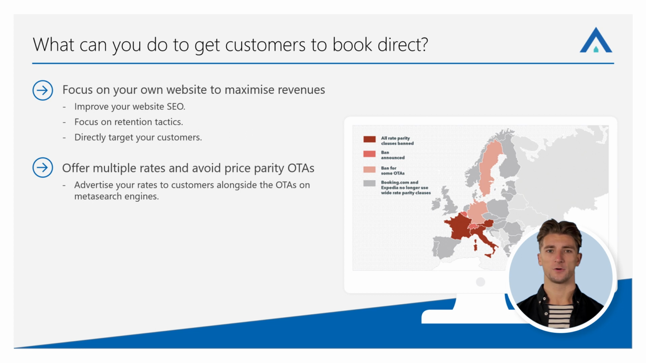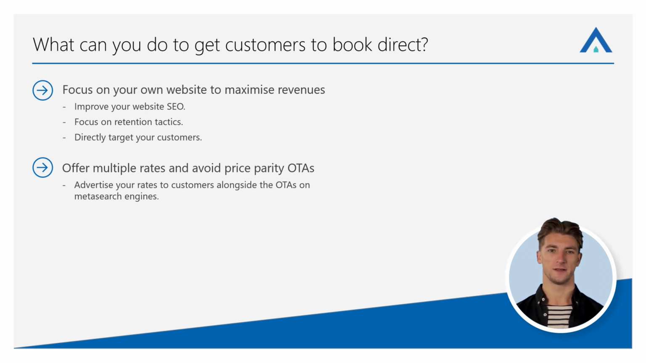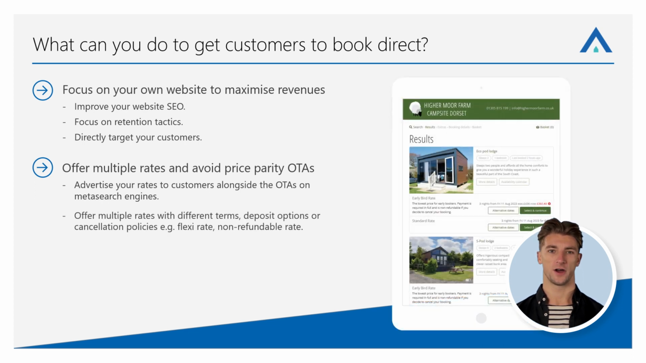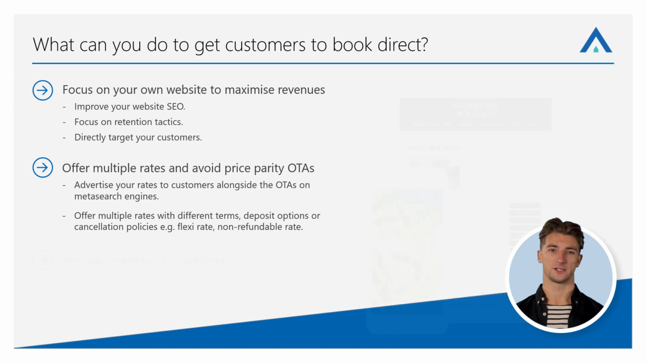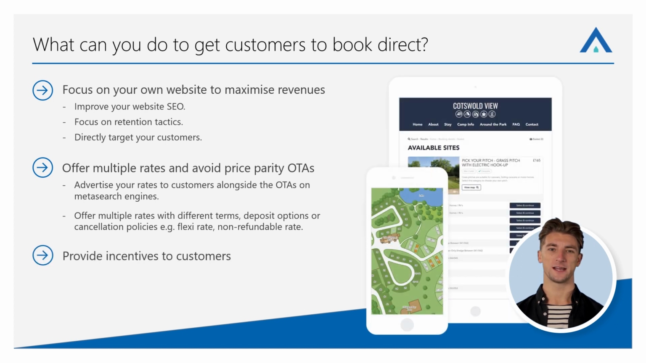While rate parity clauses generally restrict your ability to offer and promote lower rates on your own website, many have found alternative methods to incentivize direct bookings. For example, you could offer multiple rates with different terms, deposit options or cancellation policies, such as a standard rate which has parity with OTAs, and a cheaper non-refundable rate on your own website, requiring guests to pay up front and in full.